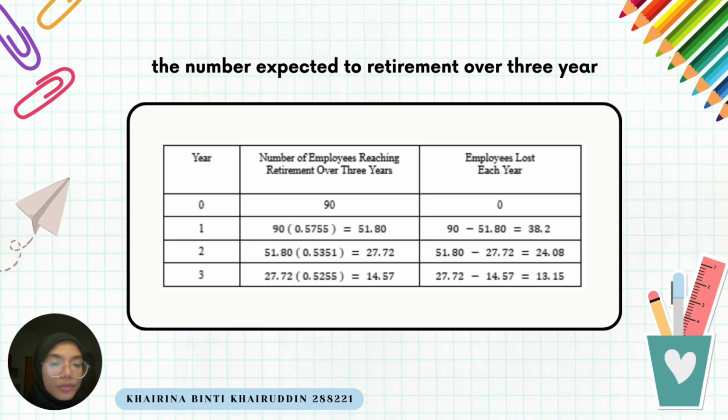And lastly, for year 3, we get the probability of survival is 0.5255. To get the expected value, it's the same: we use the year 2 figure, and we get 40.57. So the employee loss in year 3 is 30.15. So based on the table, we show how the number of employees decreases each year.